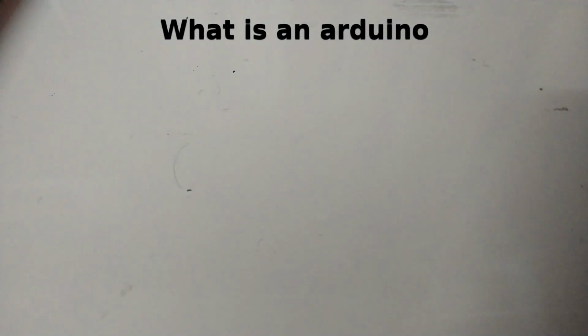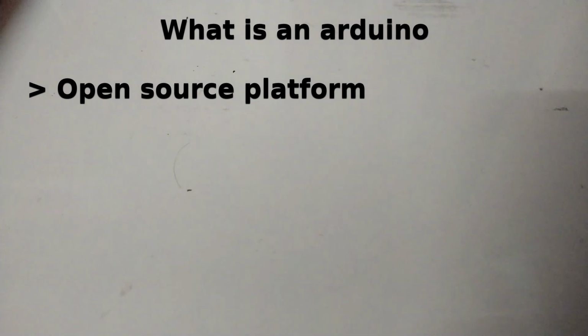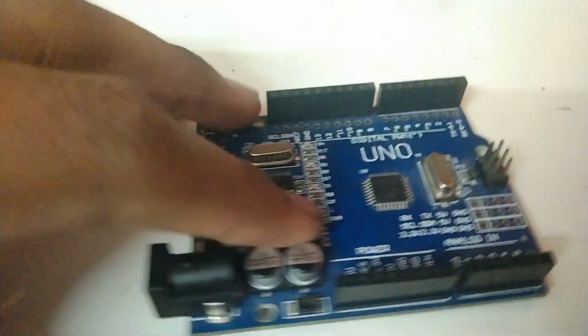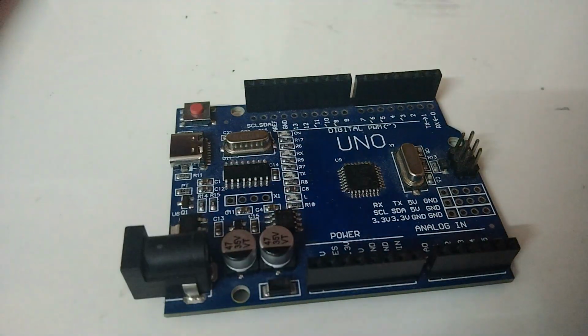At first, what is an Arduino board? So an Arduino is an open source electronics platform that helps to create and control electronics projects easily. It mainly consists of two parts. One is the hardware, which is the board itself, and another one is the software.